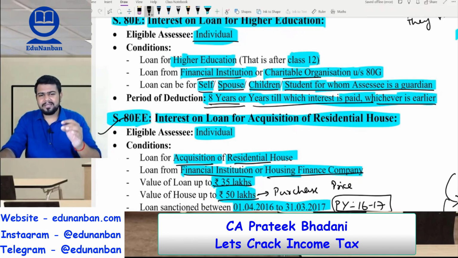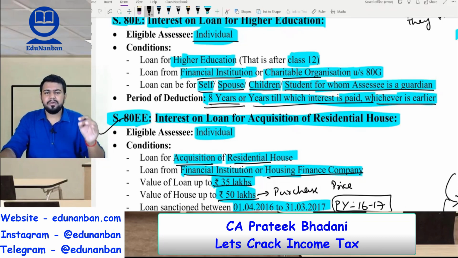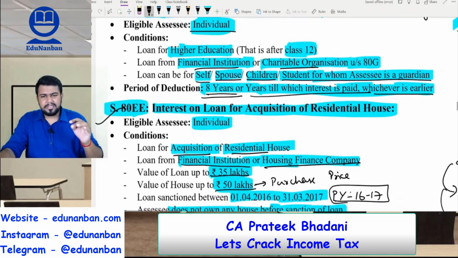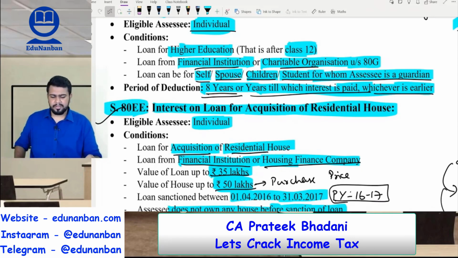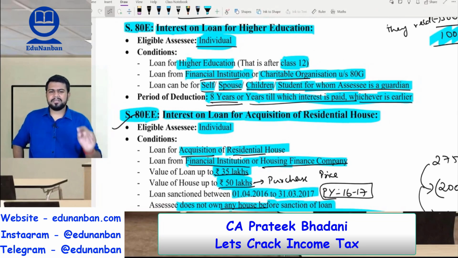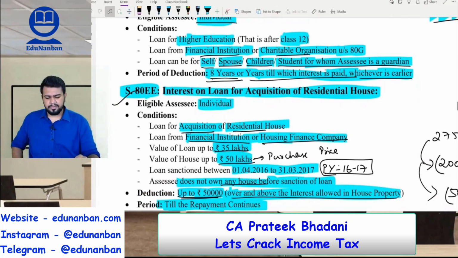If the assessee takes a loan for the purpose of higher education, and the loan has been taken from a financial institution or a charitable organization under section 80G, then the interest on the loan is allowed for a period of 8 years or the actual period for which the interest is paid, whichever is lower. Maximum 8 years of interest paid is allowed.